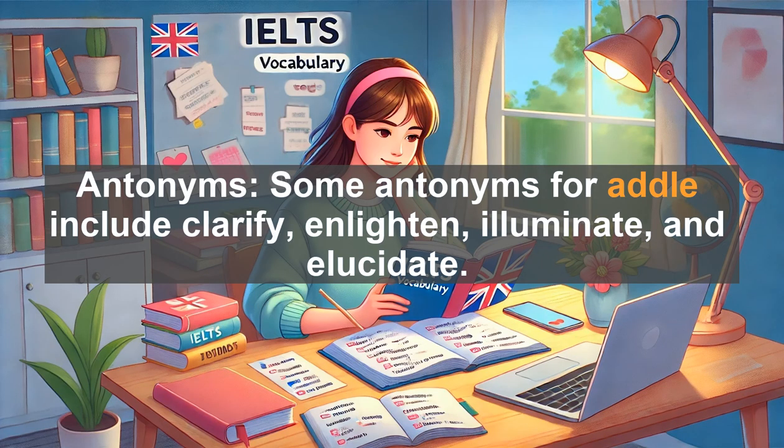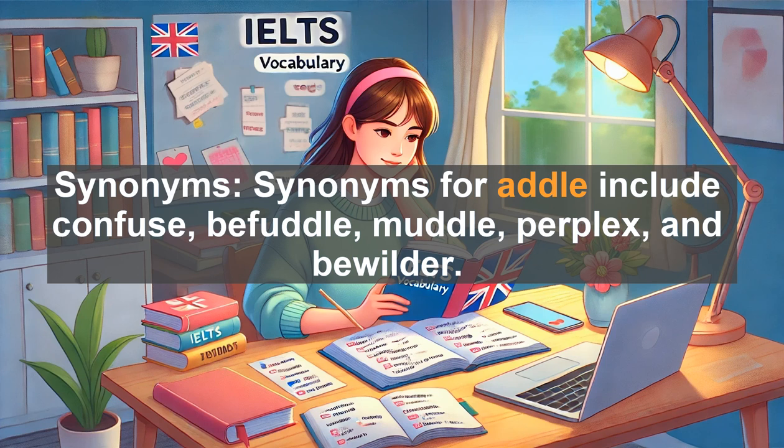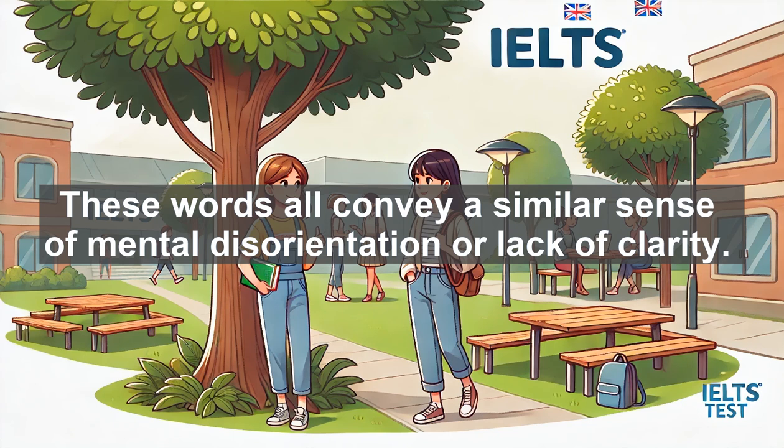Antonyms. Some antonyms for addle include clarify, enlighten, illuminate, and elucidate. These words all suggest bringing clarity or understanding, the opposite of the confusion implied by addle. Synonyms. Synonyms for addle include confuse, befuddle, muddle, perplex, and bewilder. These words all convey a similar sense of mental disorientation or lack of clarity.